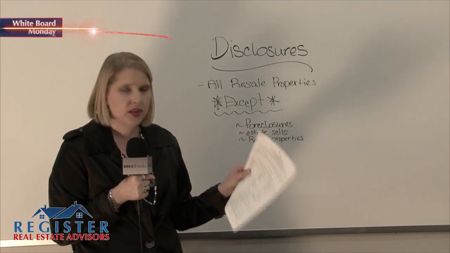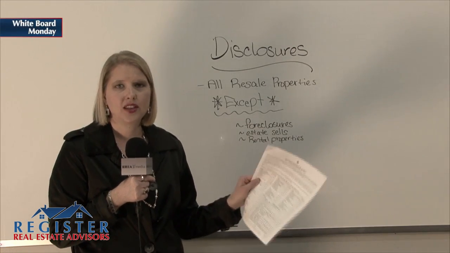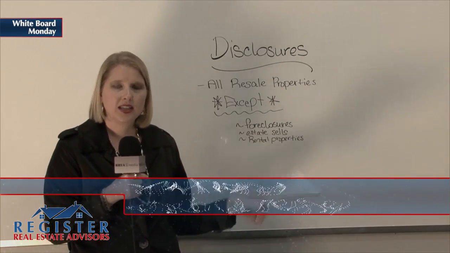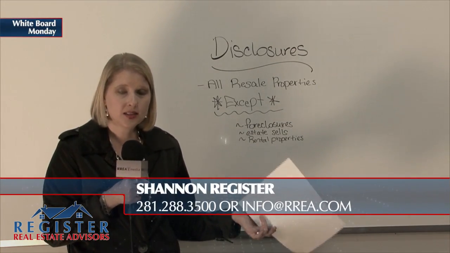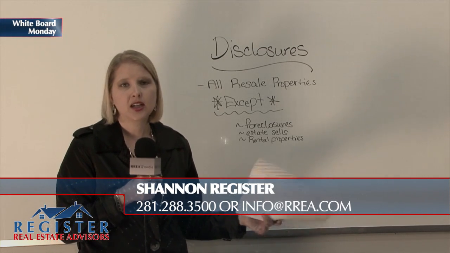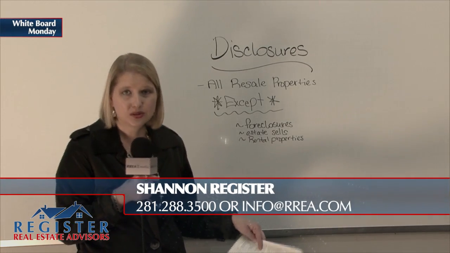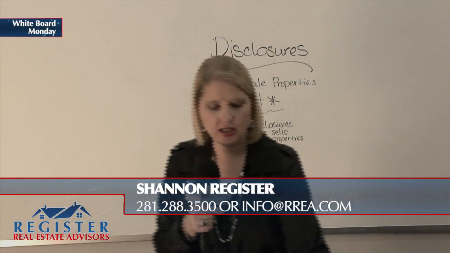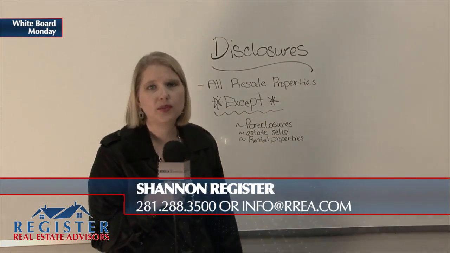Now you can make an offer on a property without having these disclosures, but you want to get them as soon as possible after you write the contract. Normally we give them out within 3 days. That's usually what I put on contracts, is within 3 days, because you want to have time to go over that as well.